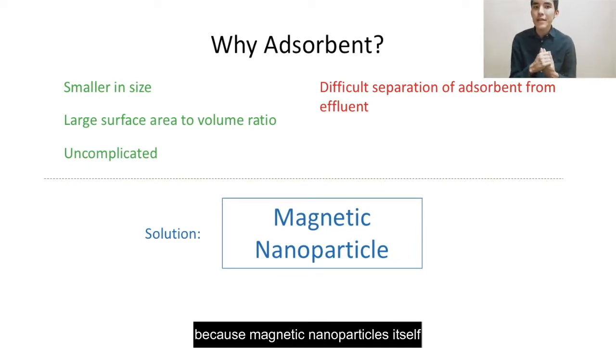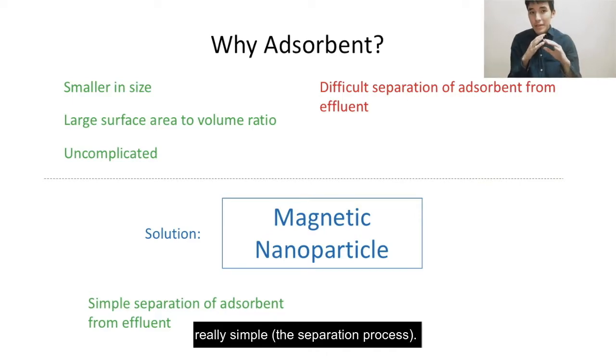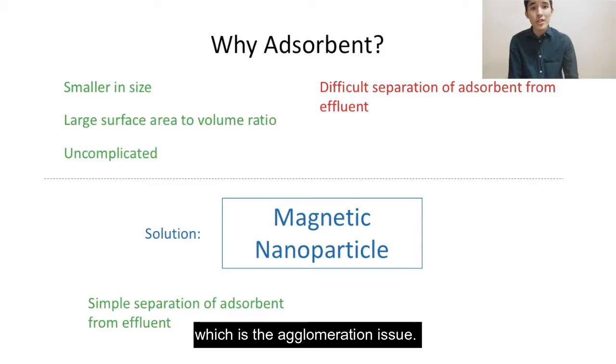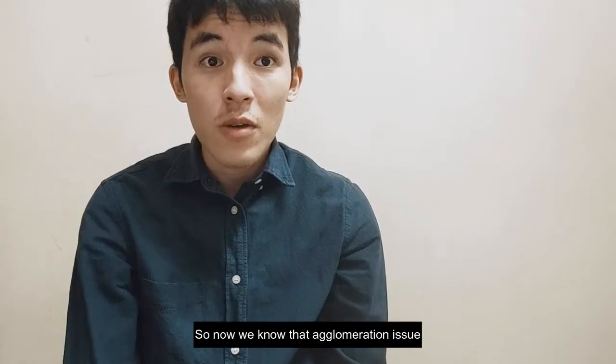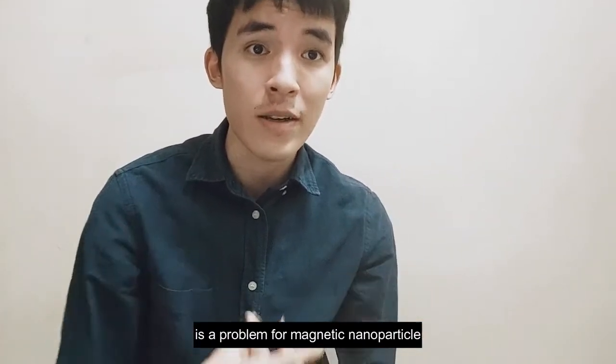Magnetic nanoparticles have magnetic properties, which greatly help to cut down the cost, because the separation process is really simple. But as perfect as it is, there is still a problem, which is the agglomeration issue. So now we know that the agglomeration issue is a problem for magnetic nanoparticles.